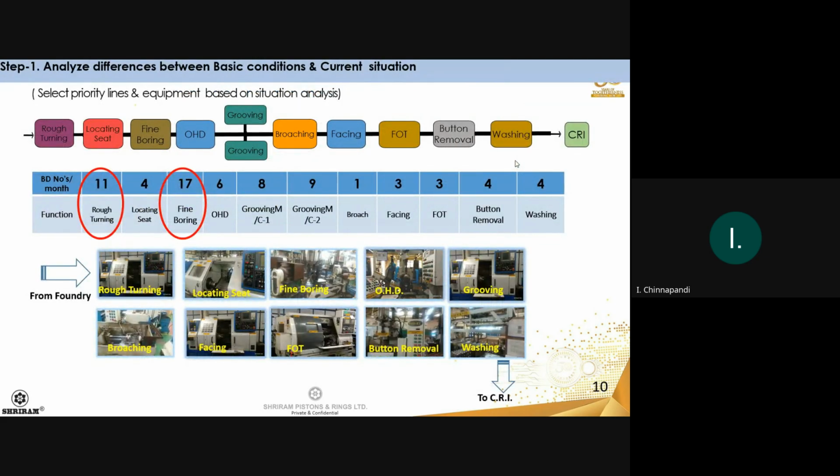So this is the first step: analyze the difference between basic condition and current situation. How is it done on a shop floor? There are different machines, for example, rough turning, locating seat, fine boring, grooving. We check the number of breakdowns in a month and map it. Once we have mapped it, we select which machine is contributing more. That is the selection for analyzing the difference between basic condition and the current situation. Next.